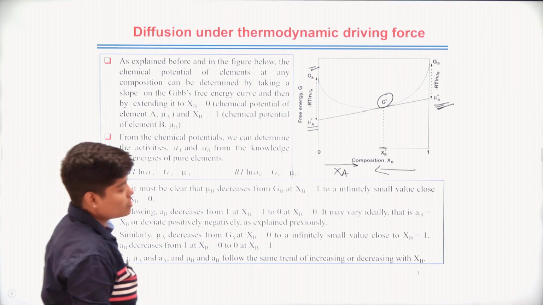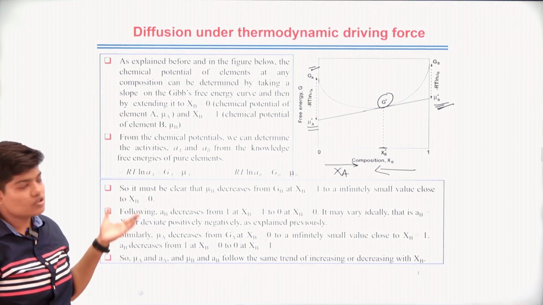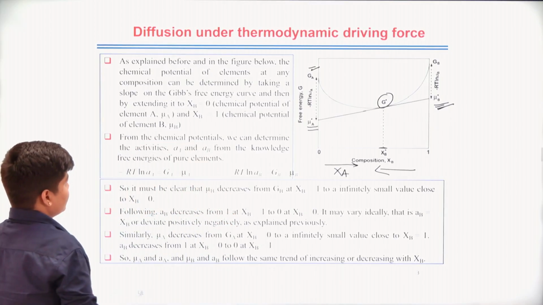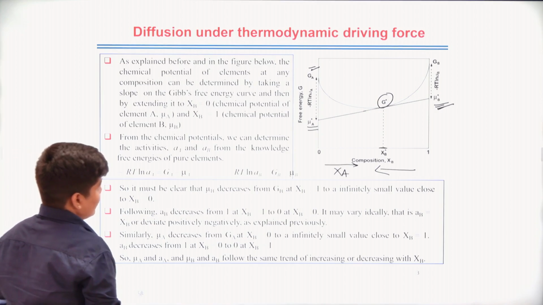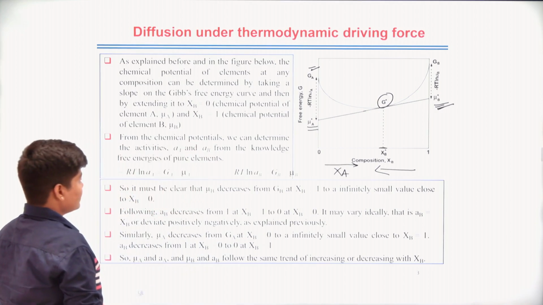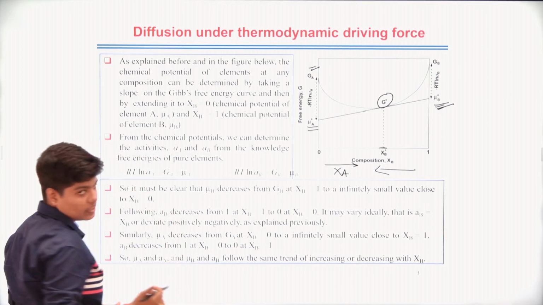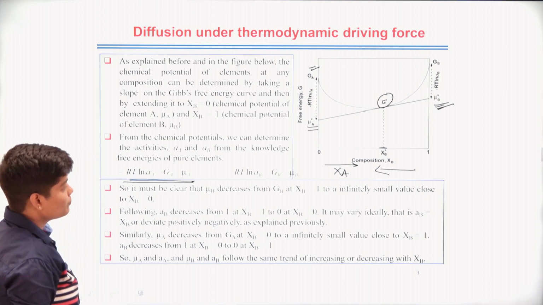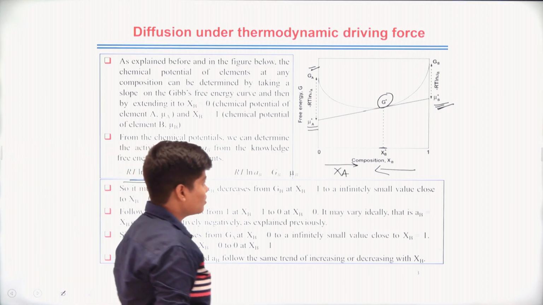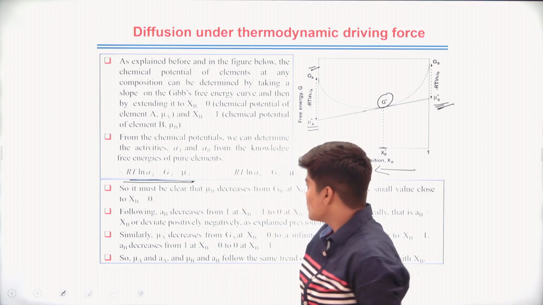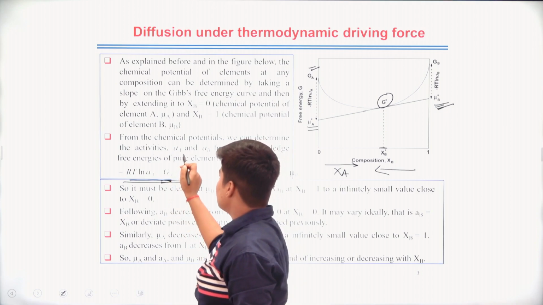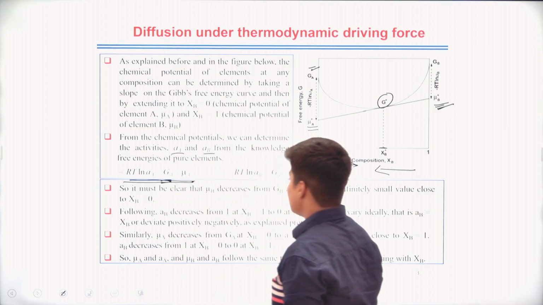If we decrease the B concentration from 1 to 0, the Gibbs free energy of B also goes on decreasing, and Ga also goes on decreasing. Like that, we have the formula minus RT ln A, where A is the activity or concentration, that is Ga minus mu A, and like this minus RT ln AB, that is Gb minus mu B. If Ga goes on decreasing, then the activity also goes on decreasing.